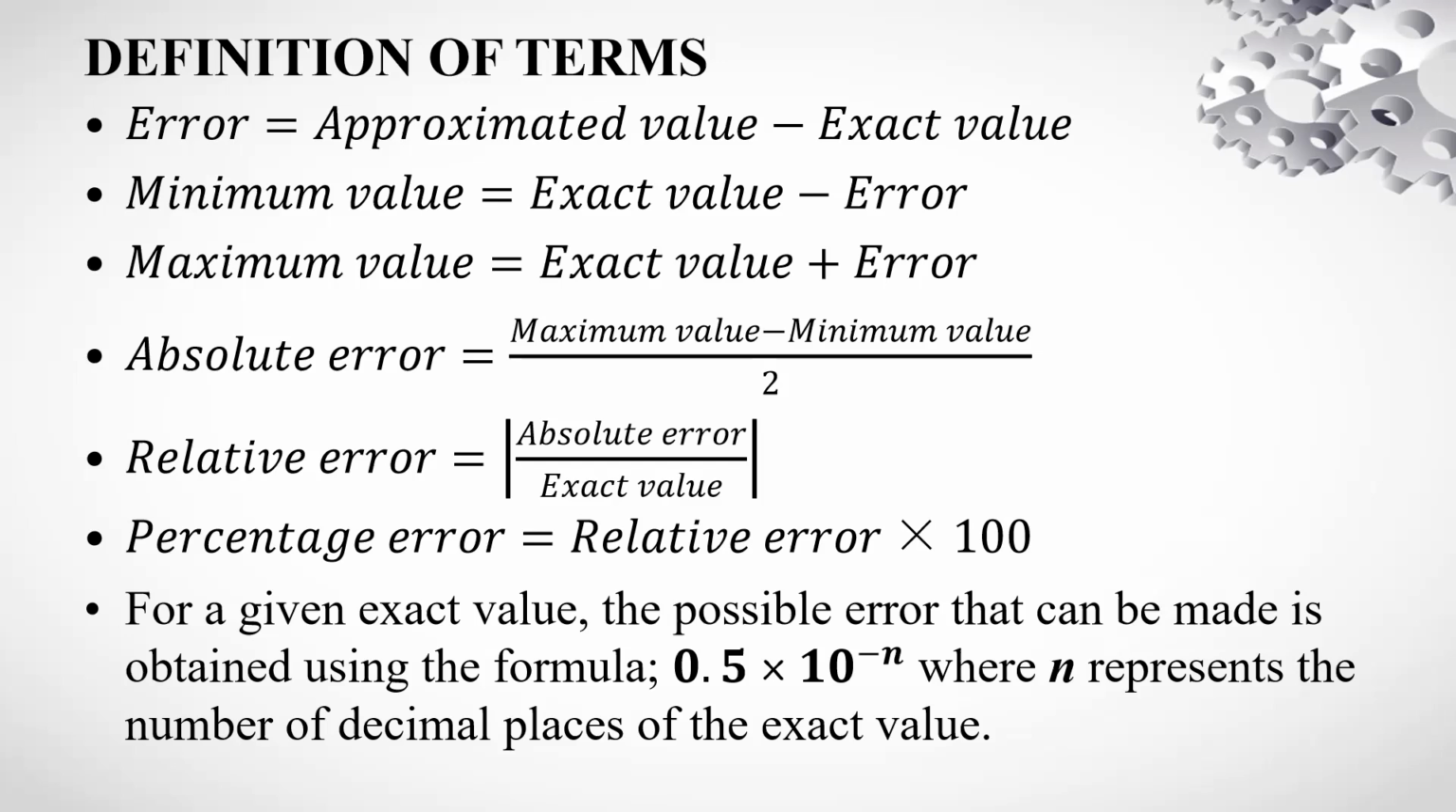If the exact value of the length is 8 centimeters, then n is 0 because there are no decimal places. But if the length we were given is 8.0, then n is 1. Therefore, you substitute in this simple formula and you'd obtain the error that you'd experience in measuring the length of the rectangle. So this so far is the definition of these terms.